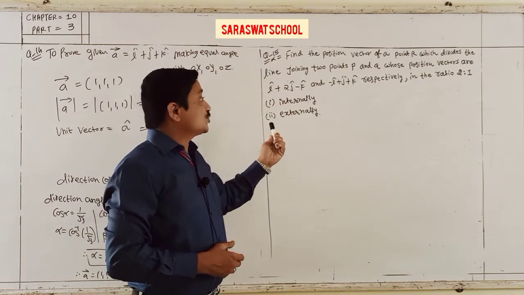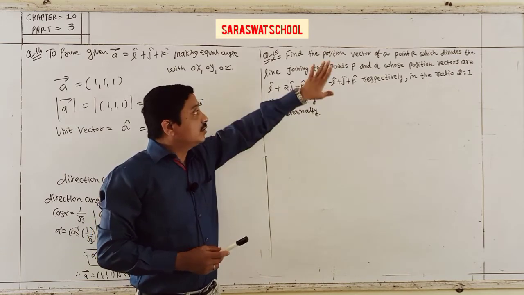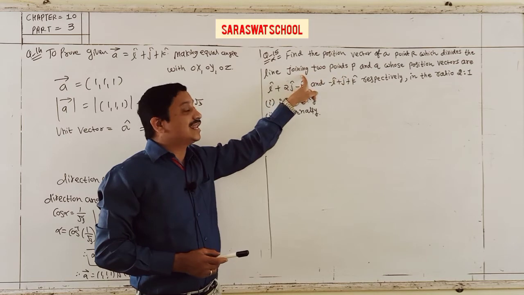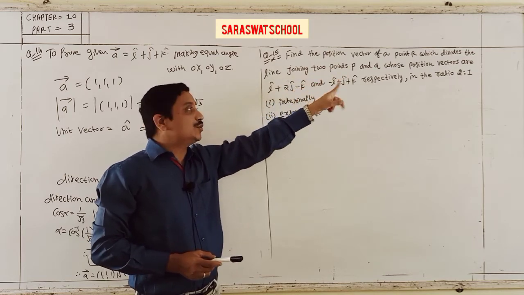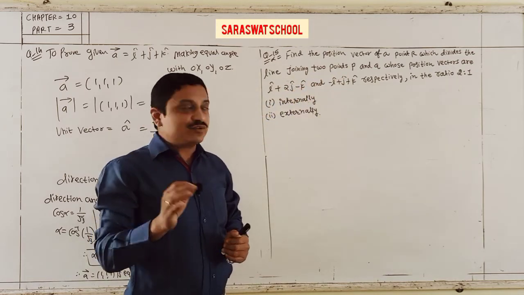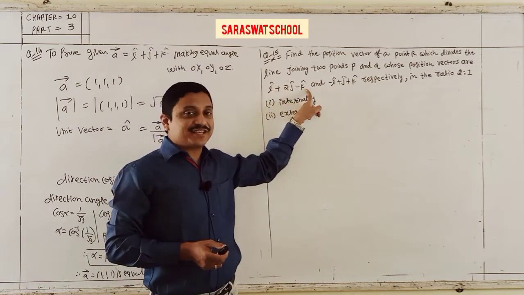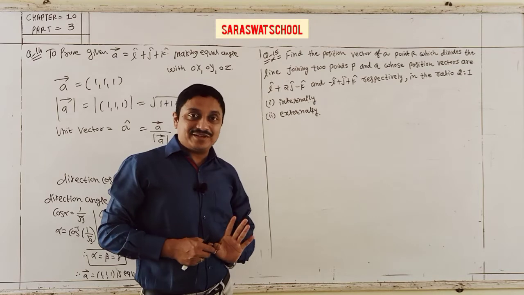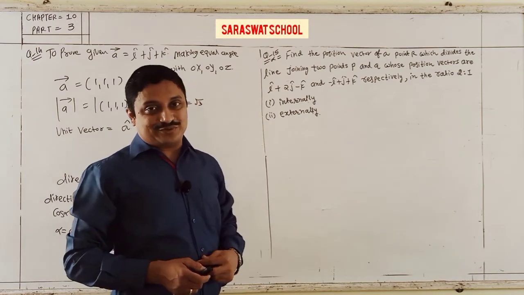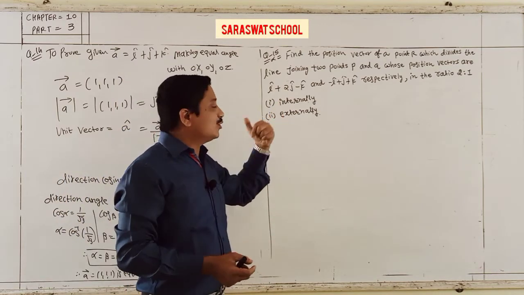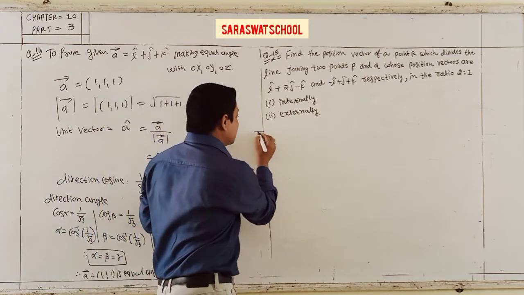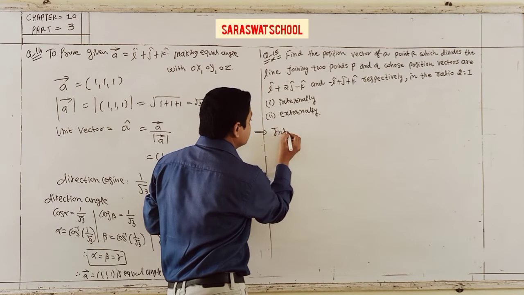Now students, continue question 15. Find the position vector of R which divides the line segment joining P and Q, where the position vectors of P and Q are i plus 2j minus k and minus i plus j plus k respectively, in the ratio 2:1. But there are two cases, one internally and one externally. Students, first I start with internal division.